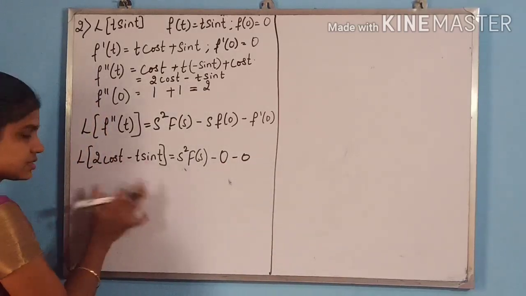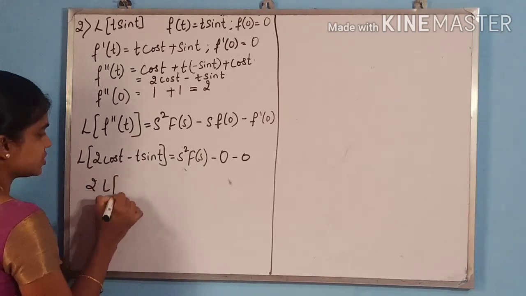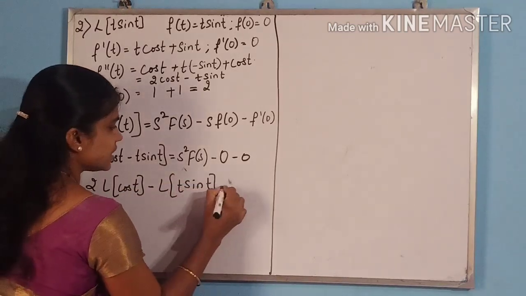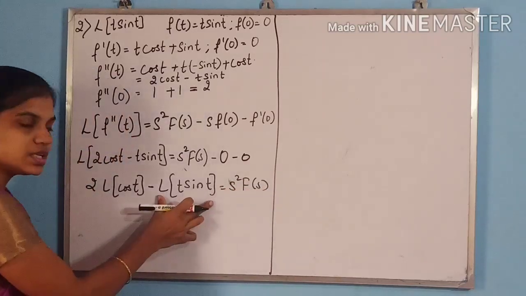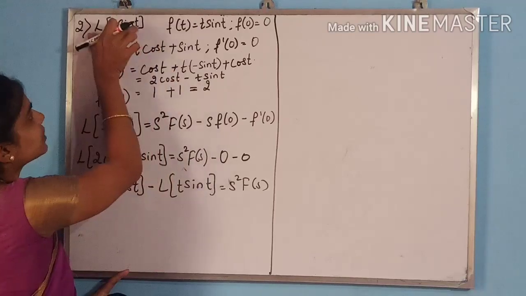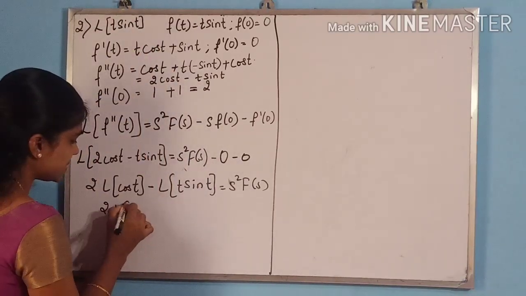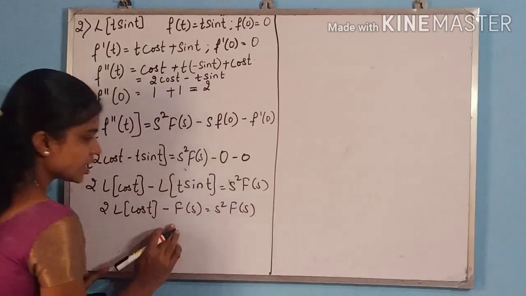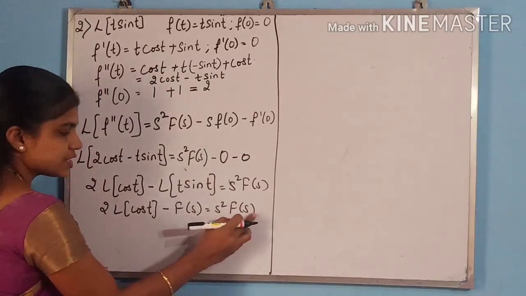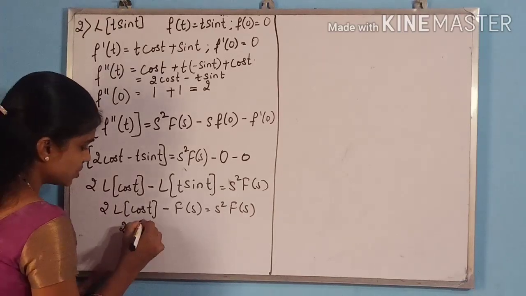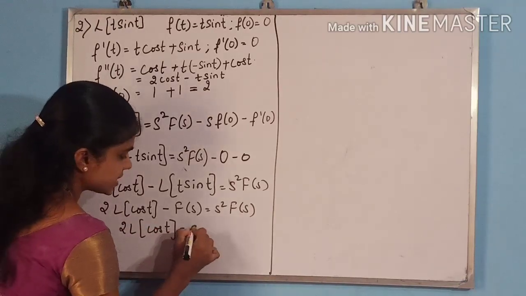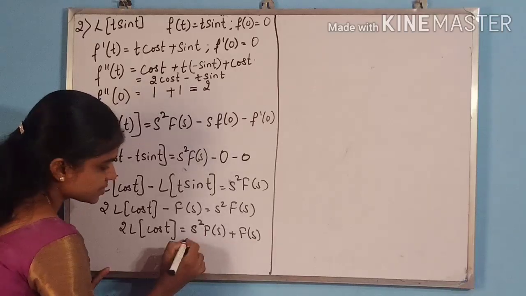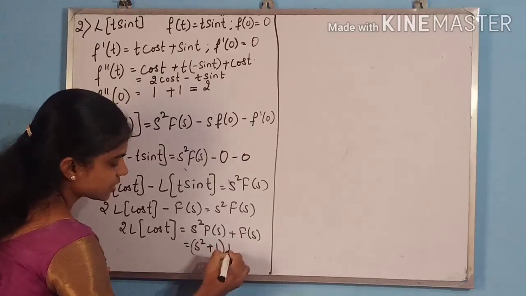Now here I can separate them. So it's going to be 2 Laplace transform of cos t minus Laplace transform of t sin t is equal to s square f of s. What is this? This is also f of s because it is nothing but f of t. So I have 2 Laplace transform of cos t minus f of s is equal to s square f of s. Now if I take it to the other side, I have s square f of s plus f of s. So I have 2 Laplace transform of cos t is equal to s square f of s plus f of s. If I take f of s common, I am getting s square plus 1 times f of s.